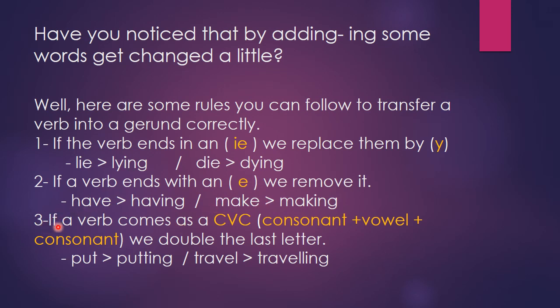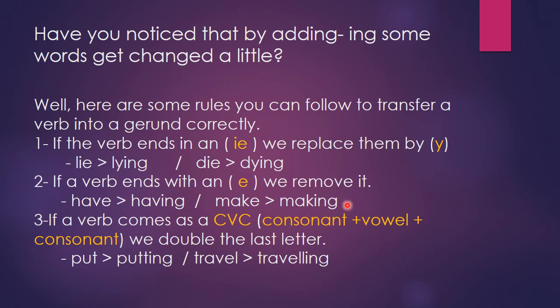Rule number 3, if a verb comes as a CVC, CVC is short for consonant plus vowel plus another consonant. We double the last letter. So when a verb has a consonant, after that consonant comes a vowel, then after that vowel comes another consonant.